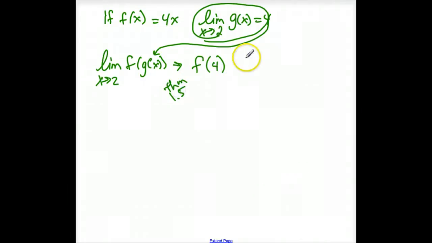We can do that. So f of 4, take the function 4 times x, and in this case our x is 4. We're plugging 4 in place of x. So that limit is 16.